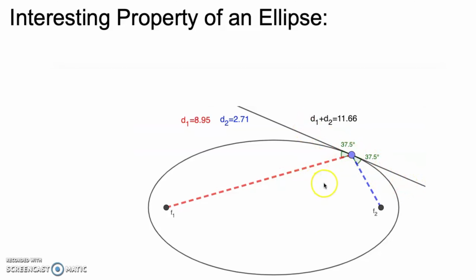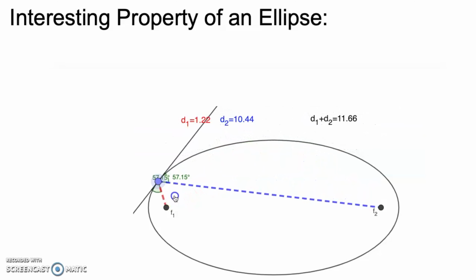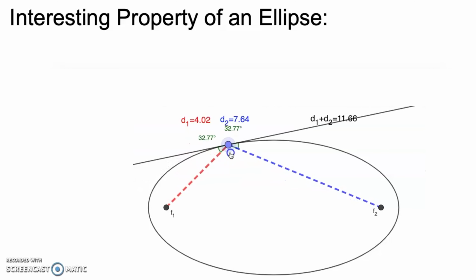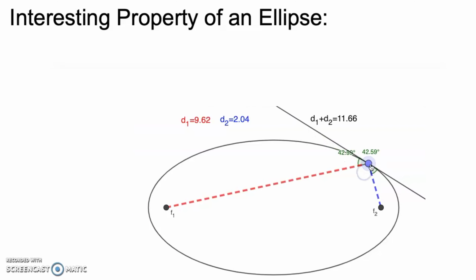We need calculus to figure out how to get that line, but for now we can just think about what's happening. Notice these two angles again. This is a physical property of reflection, that when you have a signal coming in, it always leaves at the same angle to this tangent line. As I drag this around, you can see that these two angles are always the same. That means that a signal that begins at this focus, no matter what point it hits the ellipse at, it's always going to bounce off the ellipse directly at this focus.